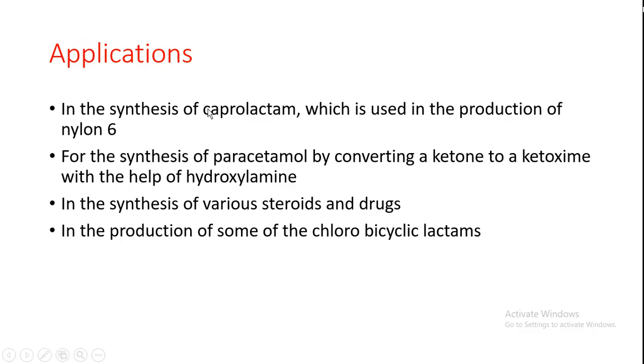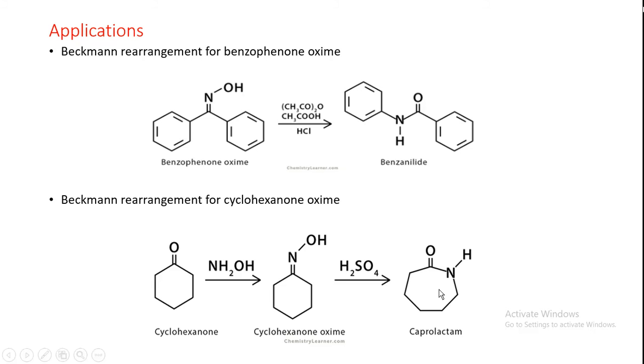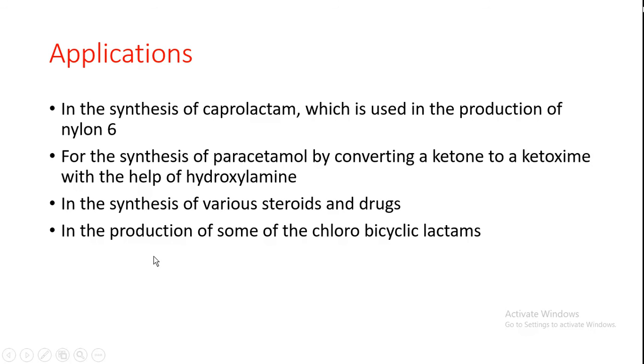So caprolactam is the precursor for the production of nylon 6. For the synthesis of paracetamol, a ketone is converted to a ketoxime with the help of hydroxylamine. Paracetamol is an antipyretic drug. This reaction is also used in the synthesis of various steroids and drugs, and in the production of some chlorobicyclic lactams. For example, this is a lactam, C double bond O NH. So those lactams are synthesized or produced by this reaction.